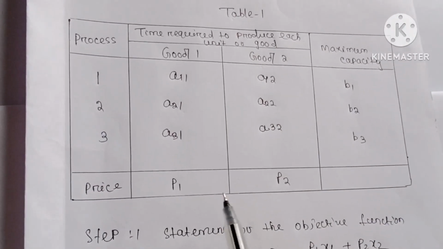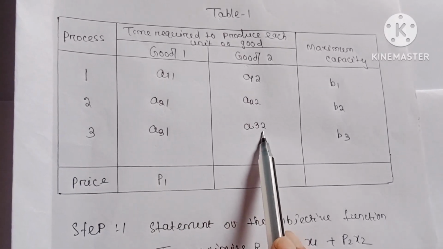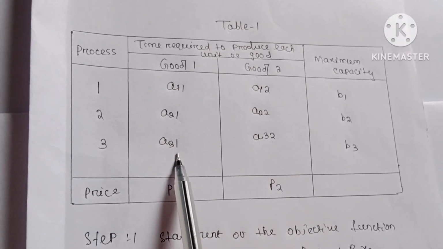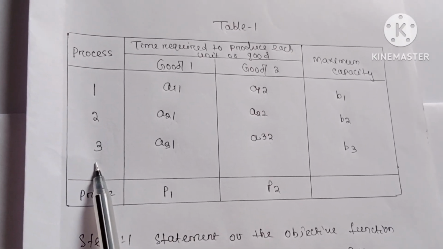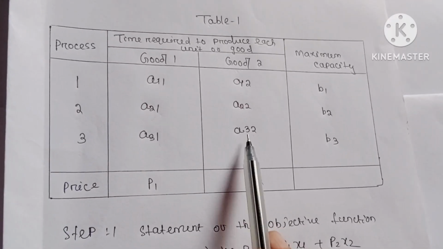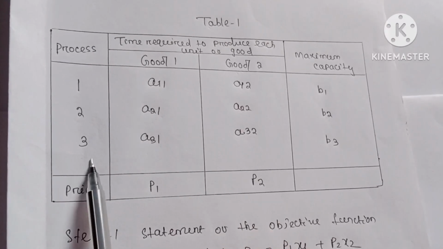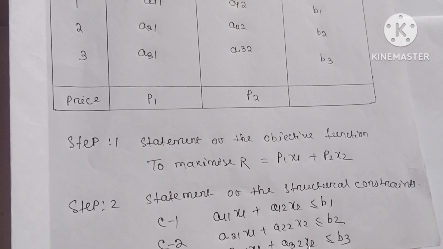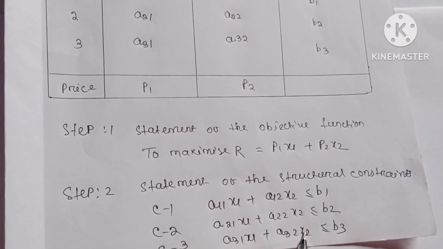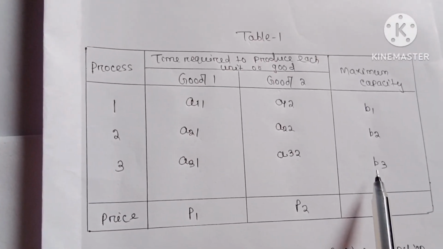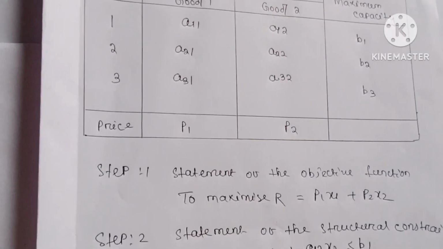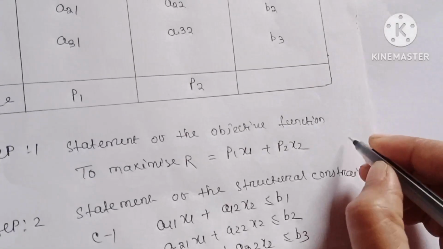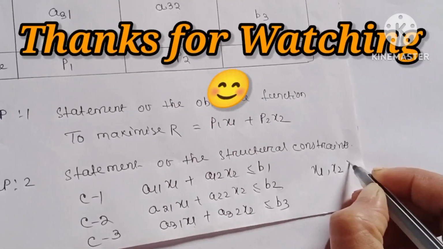Then the next constraint will become a31x1 plus a32x2, and this should be less than or equal to b3, where a31 represents the time required to produce 1 unit of good 1 in process 3, and a32 represents the time required to produce 1 unit of good 2 in process 3. a31x1 plus a32x2 represents the total time required to produce x1 of good 1 and x2 of good 2, and given the maximum capacity in process 3, it should be less than or equal to b3. So these are the three constraints, and the non-negativity constraints are that x1 and x2 should be greater than or equal to 0.